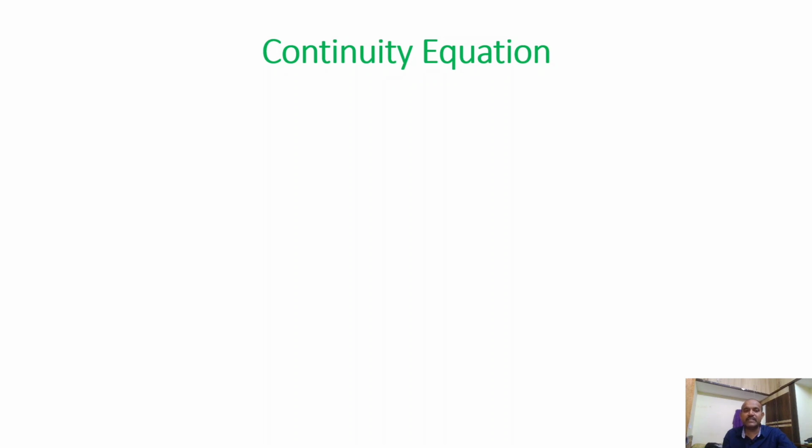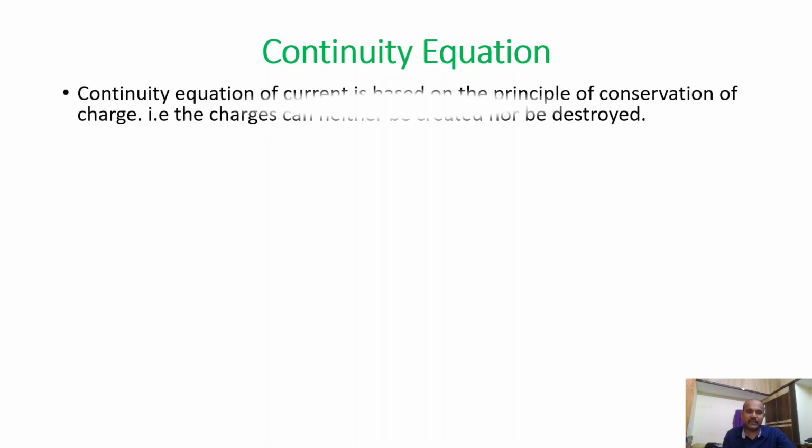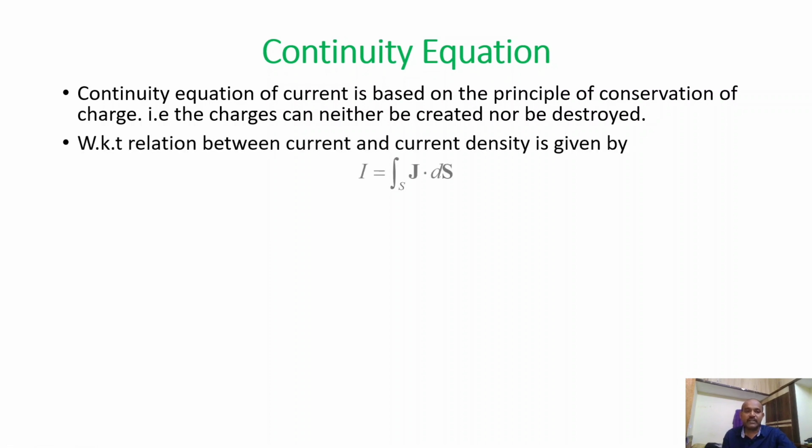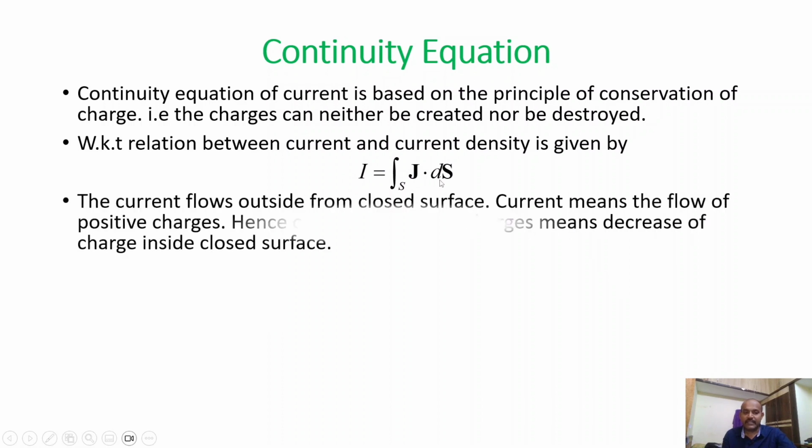What is this continuity equation? It is based on the principle of conservation of charge. The principle of conservation of charge is that charges can neither be created nor be destroyed. We just now defined the relation between I and J, that is current and current density: I equals surface integral of J dot ds.